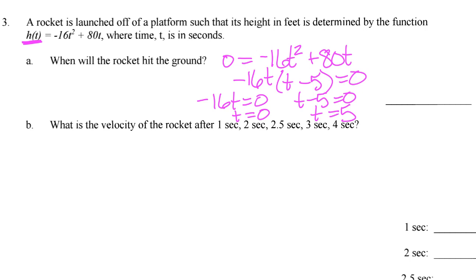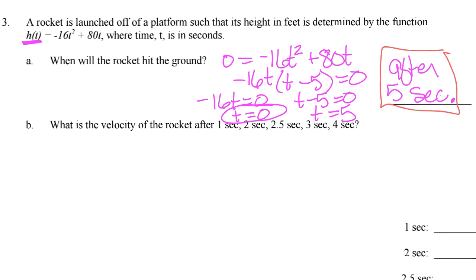So the rocket will leave the ground when time is 0, but when will it hit the ground again? After 5 seconds. After 5 seconds, it returns to the ground. Okay, let's take a look at part B.